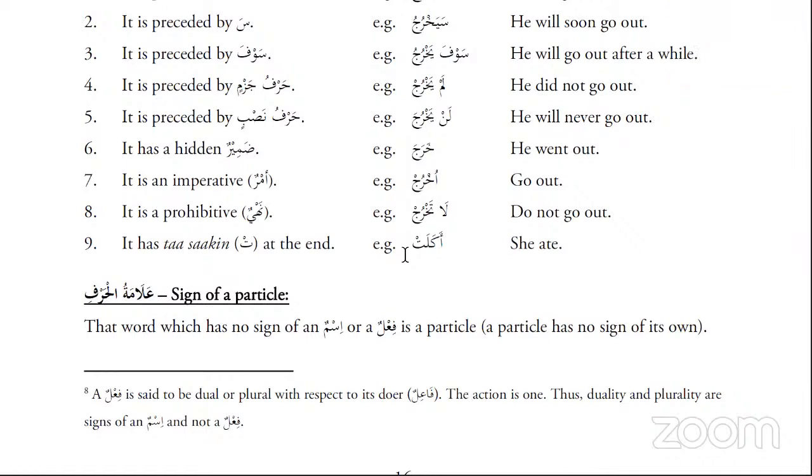Okay, but these we know, harf jar, they give a kasra. Correct. And there are other particles as well in Arabic. So that we don't know yet, or do I know that?